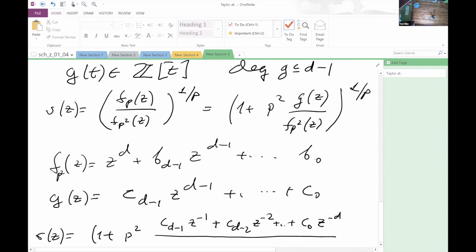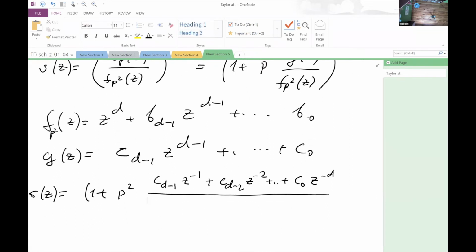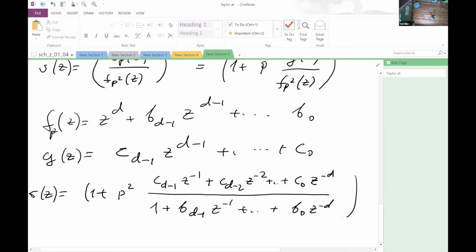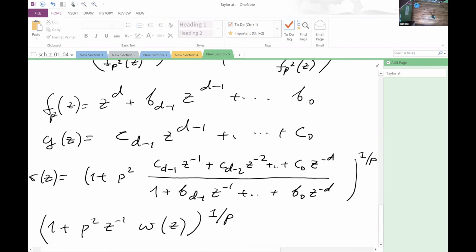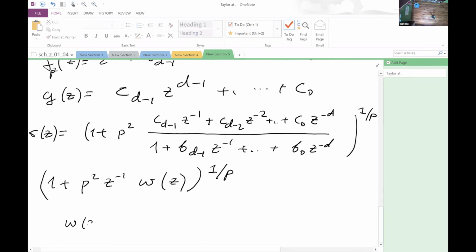and divided by what? By 1 plus b d minus 1 z minus 1 plus etc. plus b0 z minus d. Or it can be written briefly as 1 plus p squared z minus 1 certain w of z, 1 over p, where what is w is, well, it's what it should be.